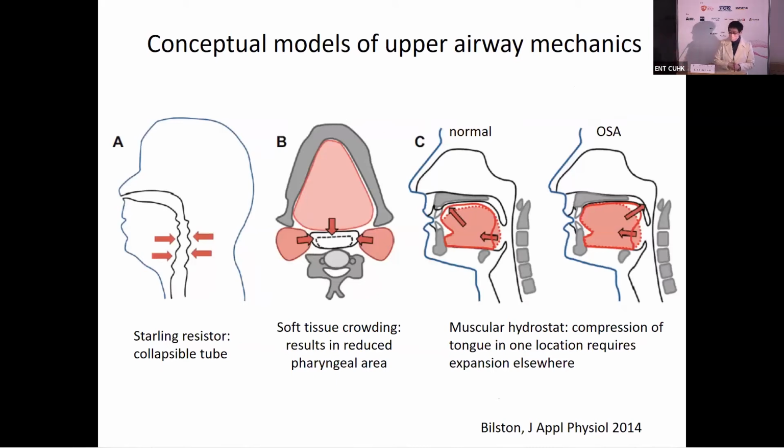So with the muscular hydrostat model, in patients with OSA, you can see that within a fixed environment, compression of the tongue in one location will require expansion elsewhere. As a result, the tongue will have to move either posteriorly or laterally. These three kinds of models pave the way for how we look at the anatomy of OSA, and I think you know it better than I do.